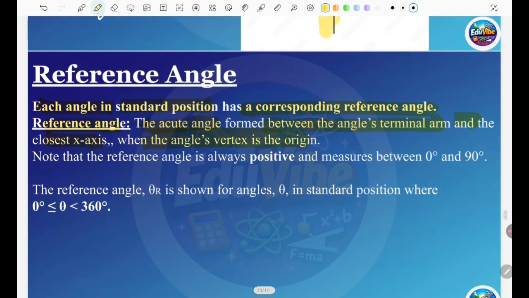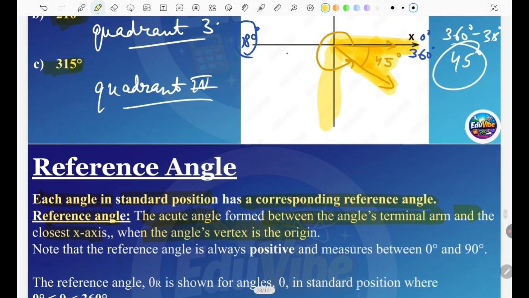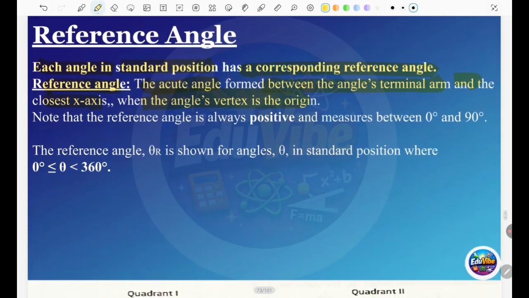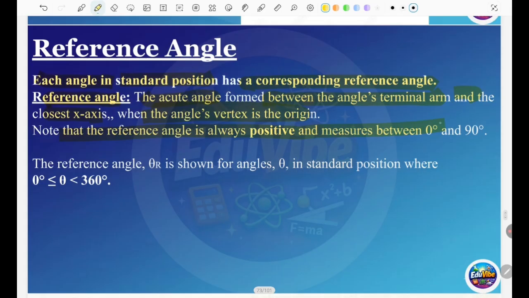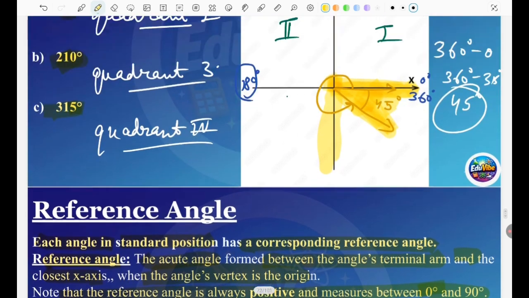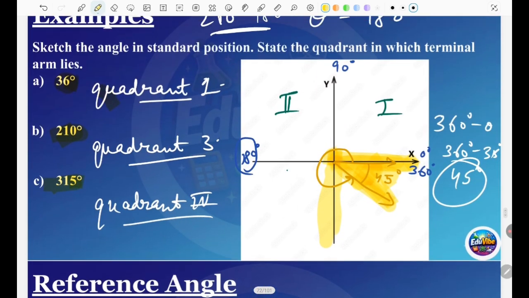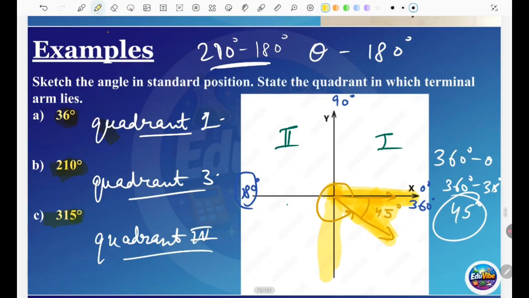This applies when the angle's vertex is at the origin, so it is always at the origin. Note that the reference angle is always positive and measures between 0 degree and 90 degree. So it's always positive and always between 0 and 90 degree, not greater than 90 degree. You can see that for the third quadrant you get 30 degree, and for quadrant 4 you get 45 degree, all between 0 and 90 degree.